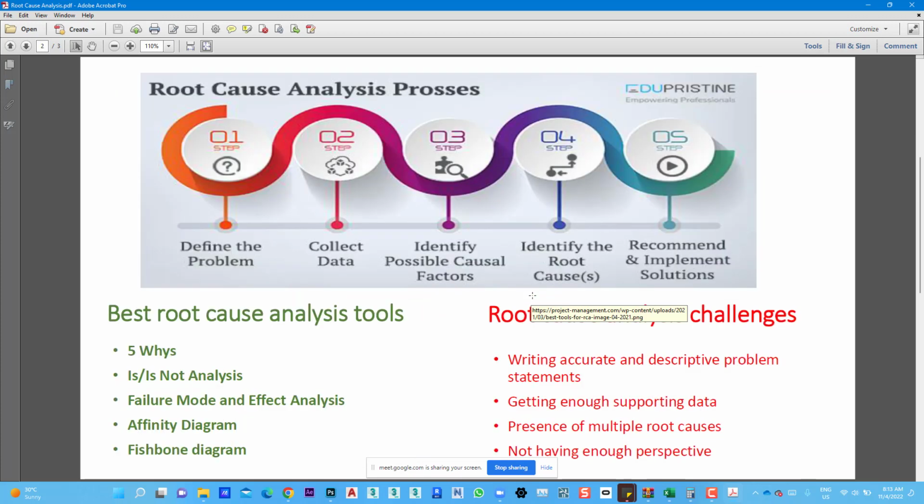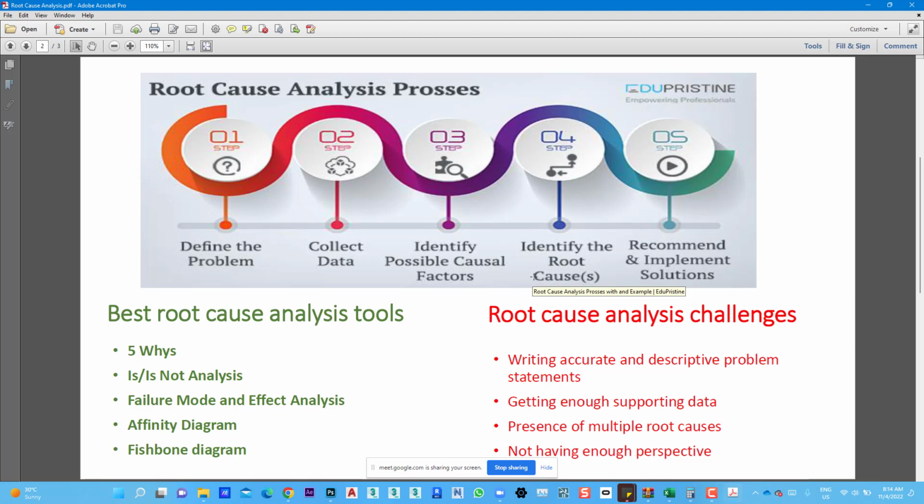there are 5 steps we need to do. That is defining the problem first, then collecting the data, identifying the possible causal factors, identifying the root causes, and recommending and implementing the solution. So these are the steps that we need to take care of.